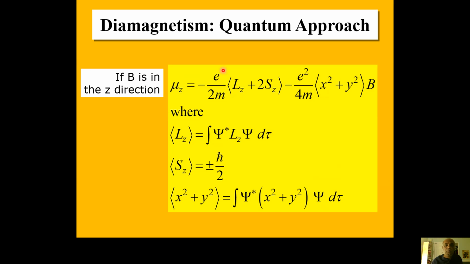Now if B is in the direction of the z direction, then your mu becomes basically Lz plus 2Sz, right? Then this is x squared plus y squared.